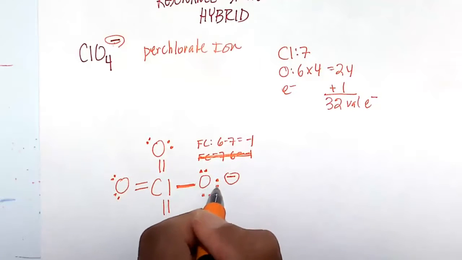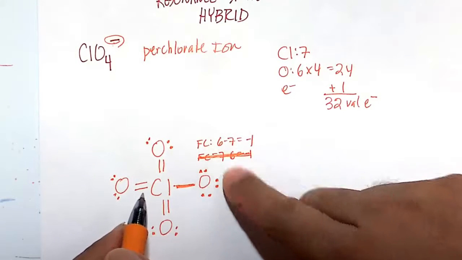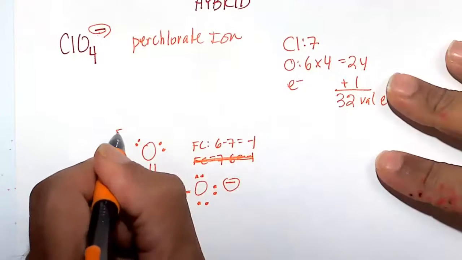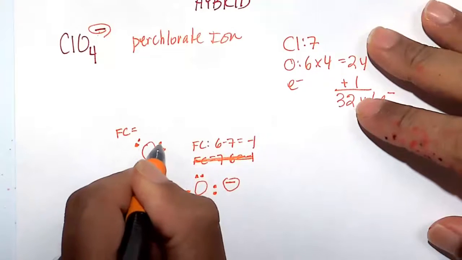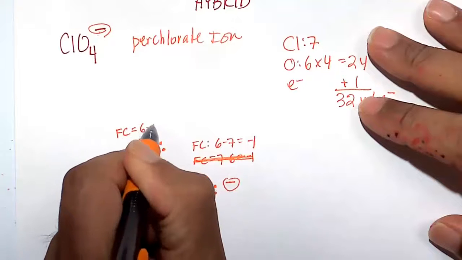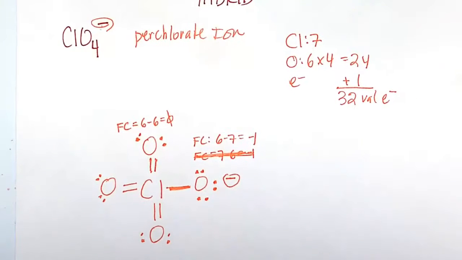1, 2, 3, 4, 5, 6, 7. Oxygen happy at 6. 6 minus 7 is minus 1. What about the formal charge for this double bonded oxygen? 1, 2, 3, 4, 5, and 6. Oxygen happy at 6. 6 minus 6 is 0. So that's how you want to do that.